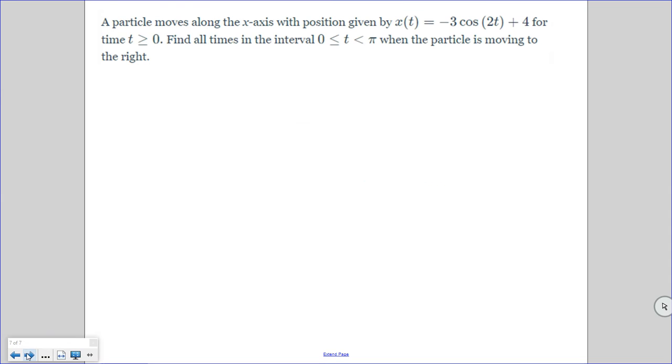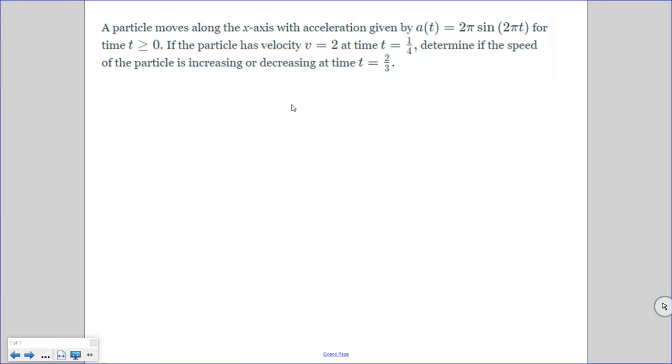You do need this information again because it's going to help us answer the next questions. So here we have a particle moving along the x-axis with position given by x of t equals negative 3 cosine of x. Just kidding, I'm changing the question. That one didn't require you to take an integral. So let's do this one.